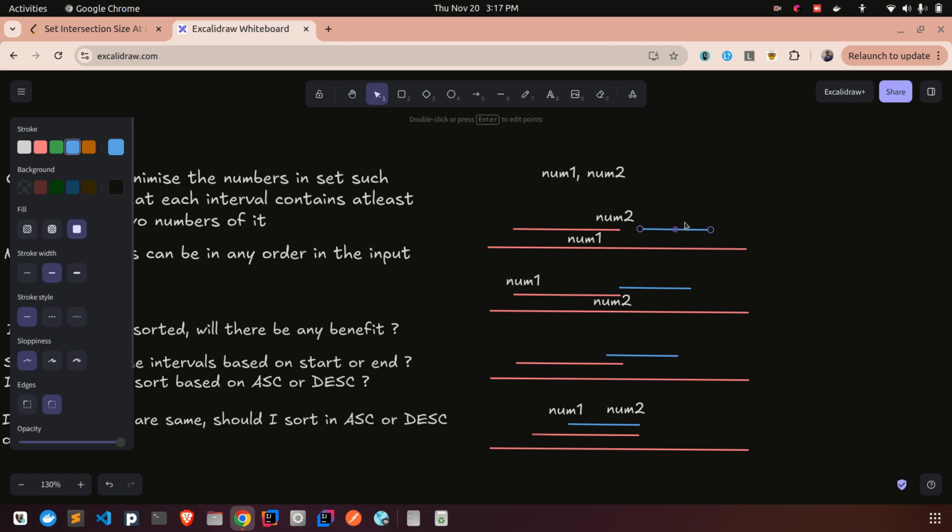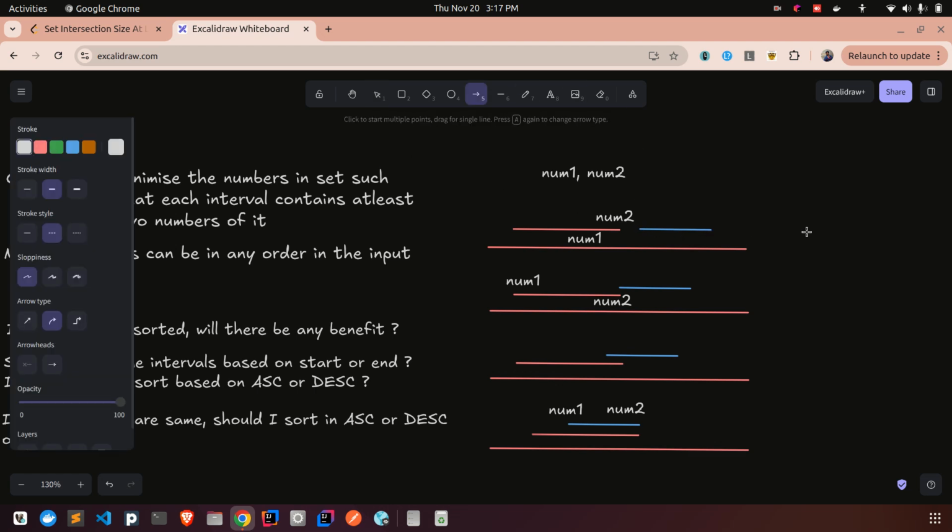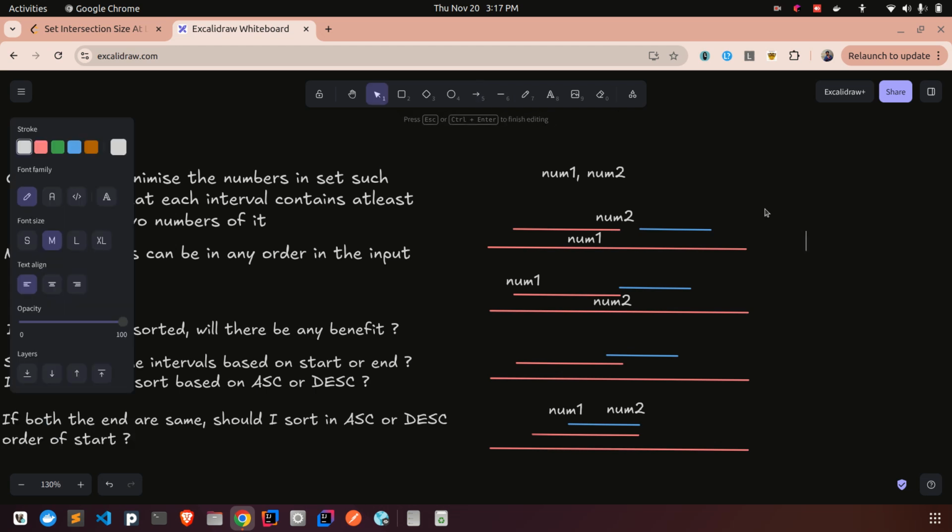In order to do this check, if my start is greater than num2, that means num2 is not part of this interval. As a result, I have to pick two new numbers in my result set. So in this case I will increment my answer by 2, because I have to pick two new numbers which will be part of my result set.